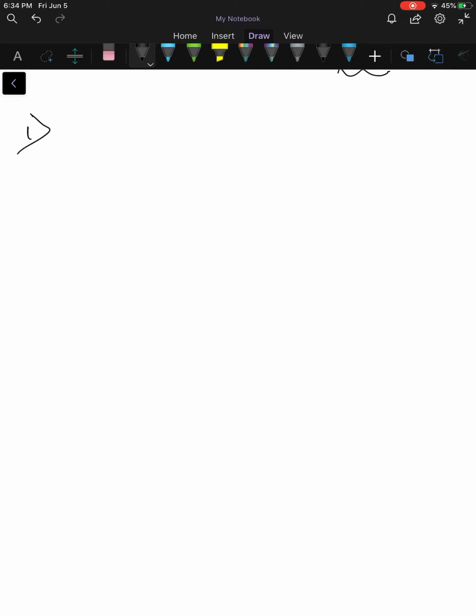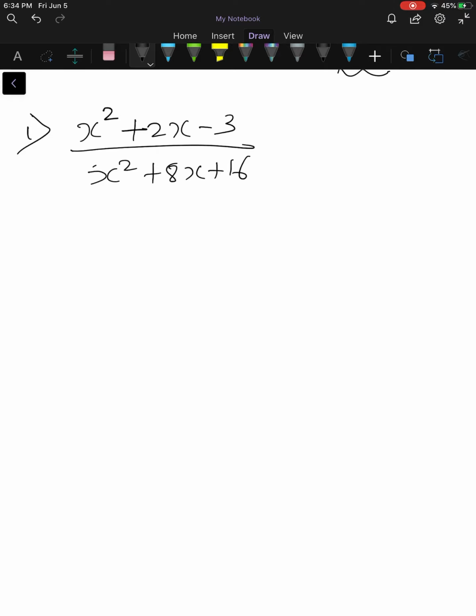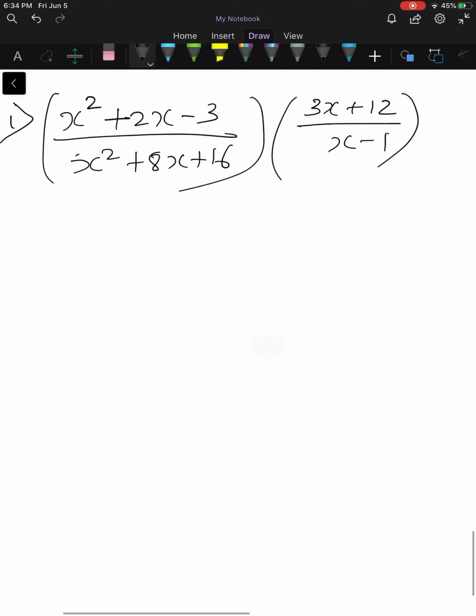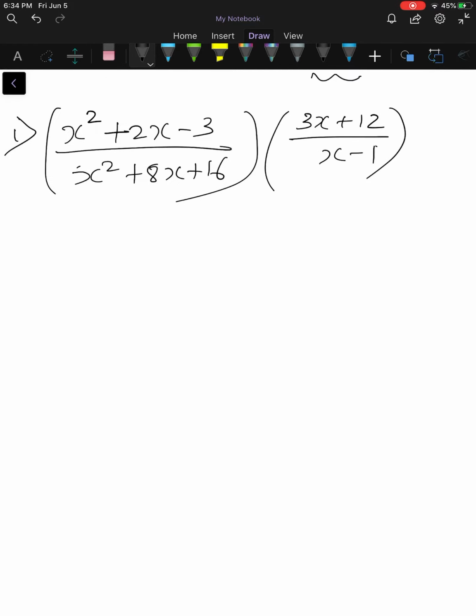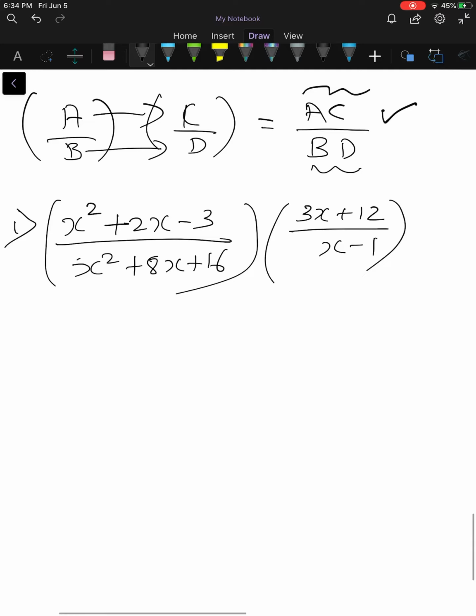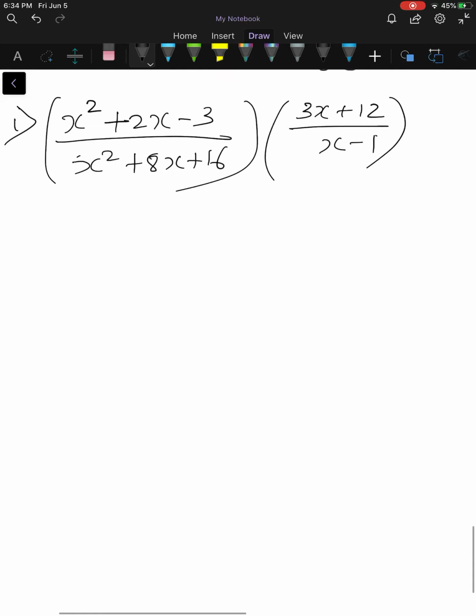We shall go and learn by examples. If I consider x square plus 2x minus 3 divided by x square plus 8x plus 16 times 3x plus 12 divided by x minus 1. Don't go into the process of applying this rule directly. See if you can factorize each rational expression separately and cancel out if there are common factors. That would make our multiplication process very simple.